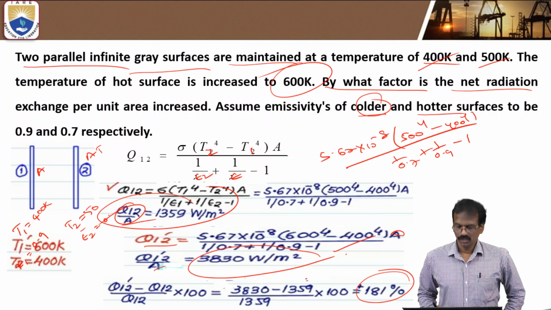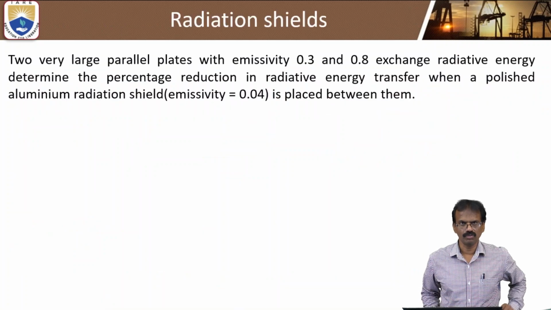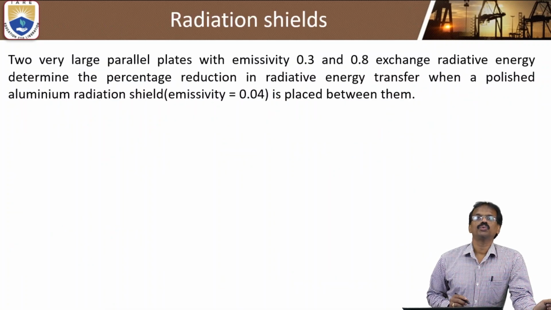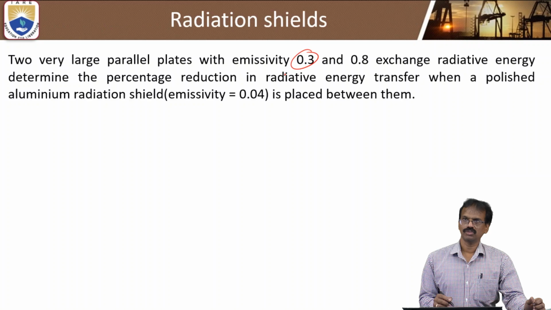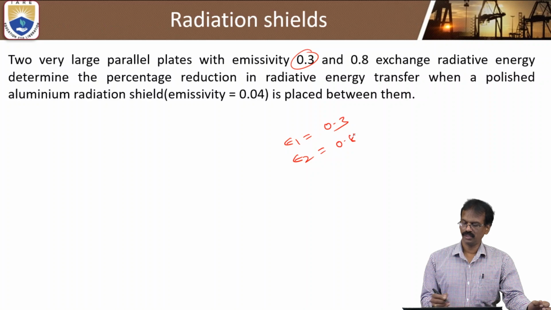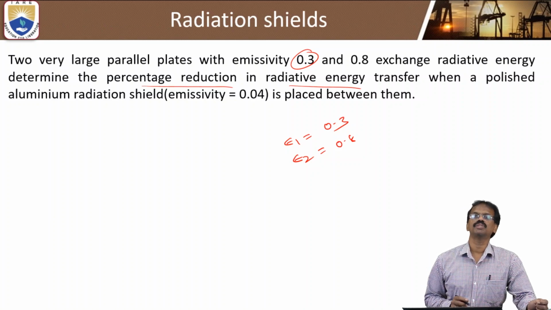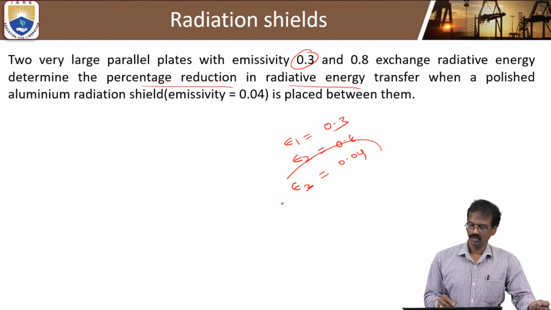Okay. So in this way, you can solve the numericals. We will see one more numerical. Two very large parallel plates. Very large means we can take the areas of both the plates as equal. So two very large parallel plates, emissivity epsilon 1 is equal to 0.3 and epsilon 2 is equal to 0.8. Determine the percentage reduction in radiation energy transfer when a polished aluminum shield is placed in between the two plates. That is, epsilon 3 is equal to 0.04.